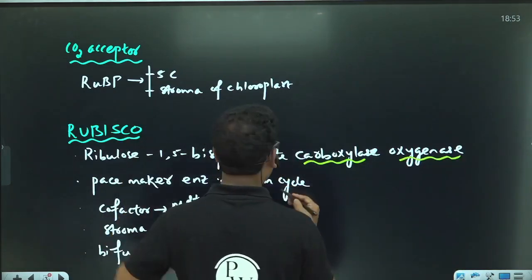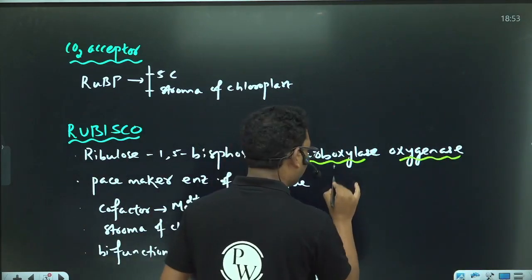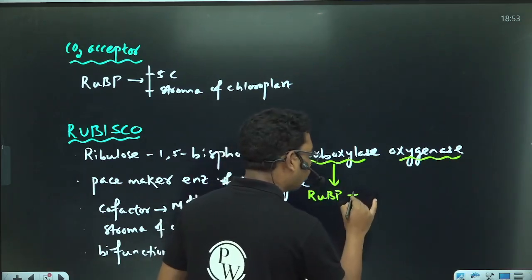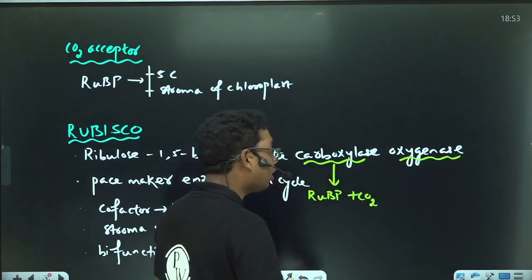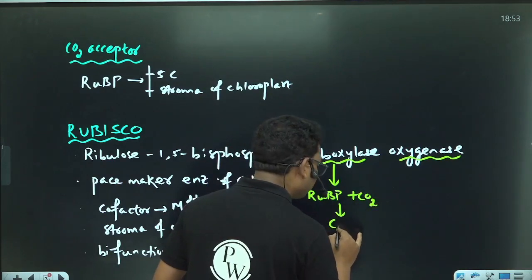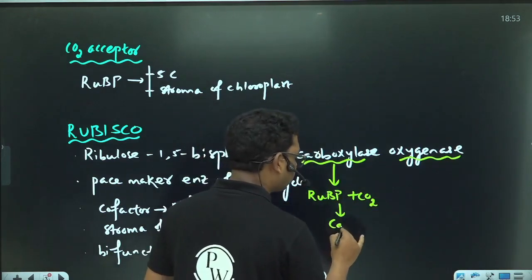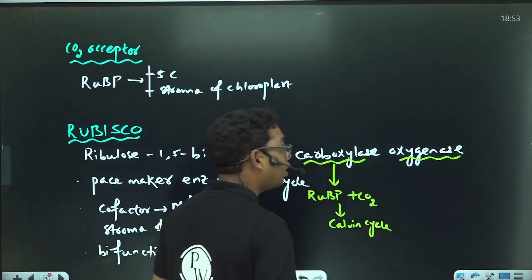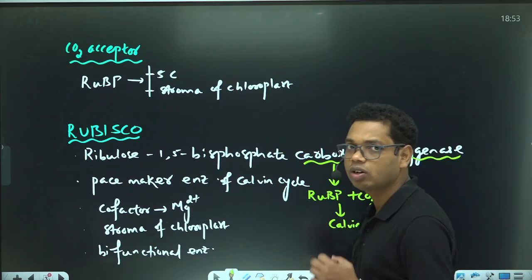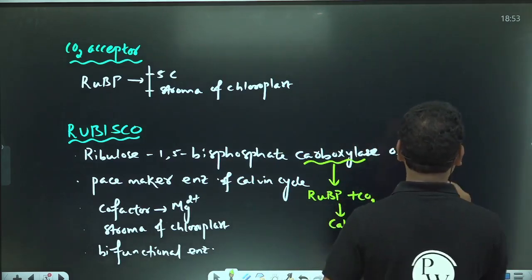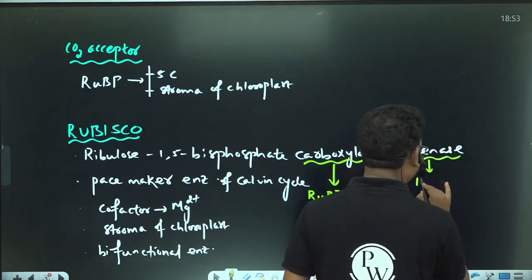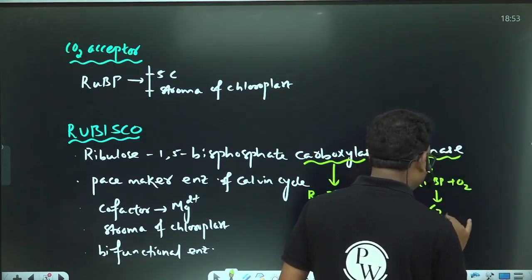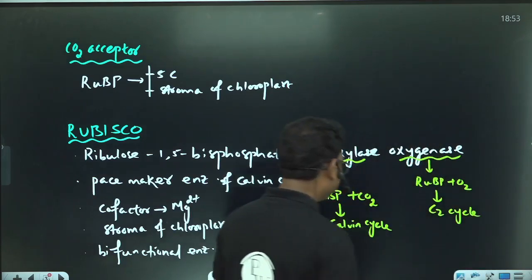When the Rubisco enzyme performs carboxylase activity, what will happen? It will combine the RuBP, which is the CO2 acceptor, with the CO2. As a result, the C3 cycle, which is also known as the Calvin cycle, will occur. And if the Rubisco enzyme shows oxygenase activity, then what will happen? It will combine RuBP with oxygen. As a result, the C2 cycle will take place.